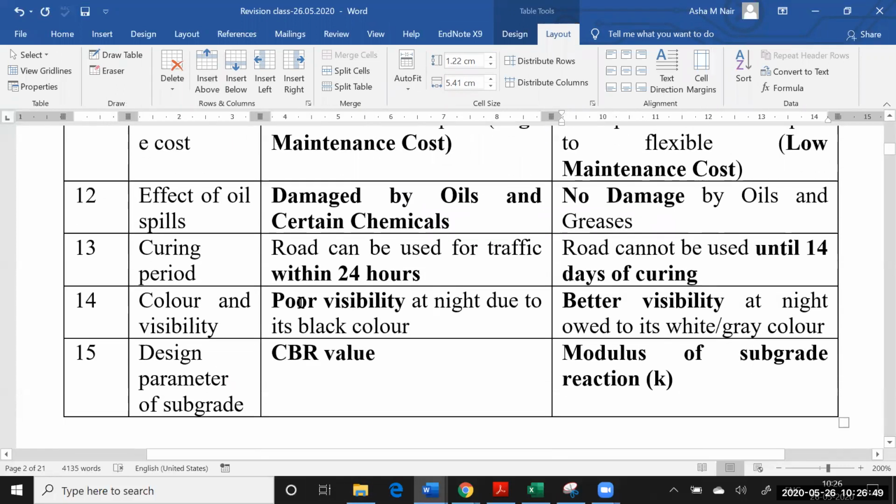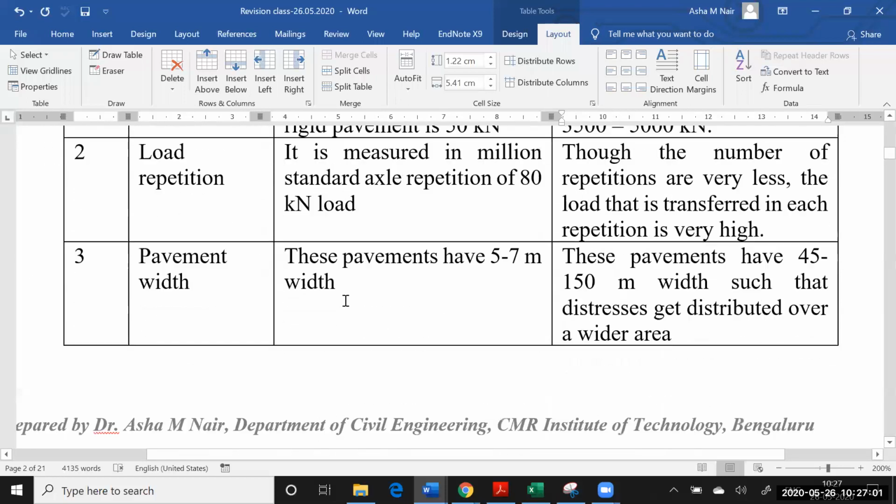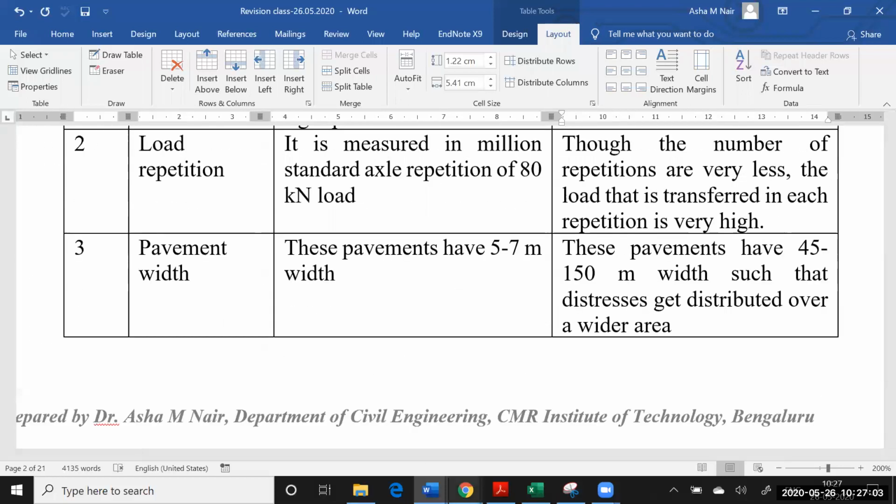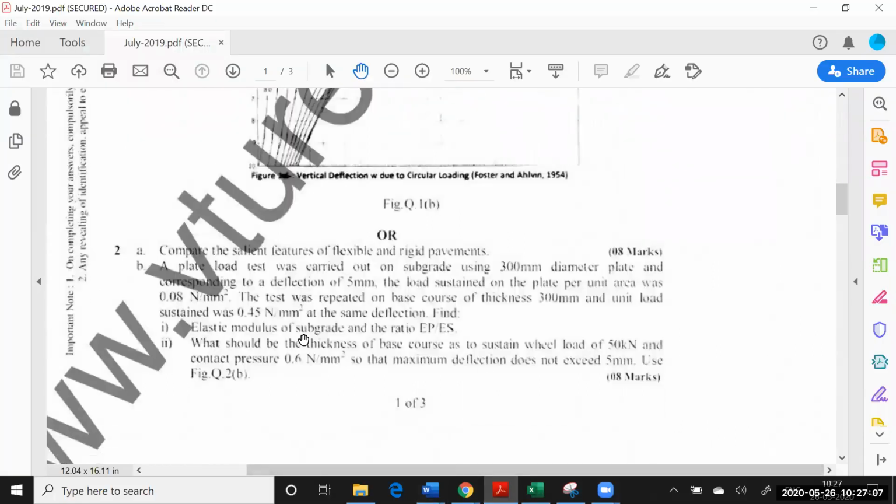And poor visibility in the night because of its black color. Whereas the design parameter for the flexible pavement is CBR value, whereas for the rigid pavement it is modulus of subgrade reaction. So with this in mind, let me go on to the next question.